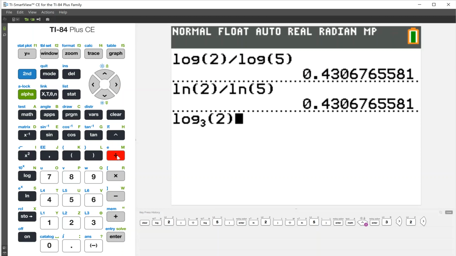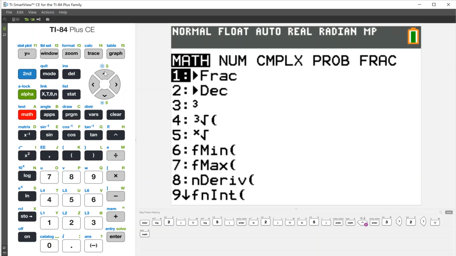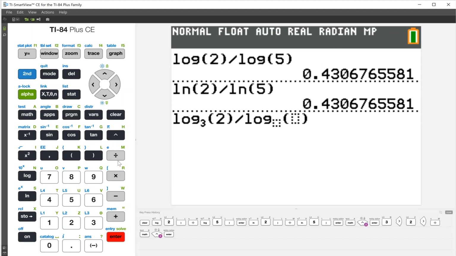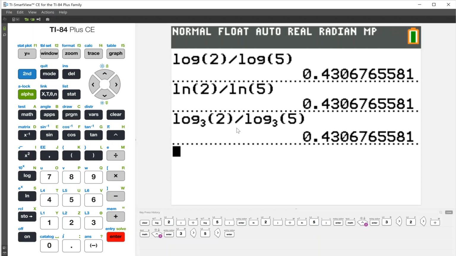Arrow over, divided by. Now we've got to go back to the math and get that log of any base again. 3, log base 3 of 5 we're doing. And we hit enter. Notice we get the same thing. We're just changing this into an equivalent but different form. So all of these, when we evaluate them, give us the same number, 0.4306.